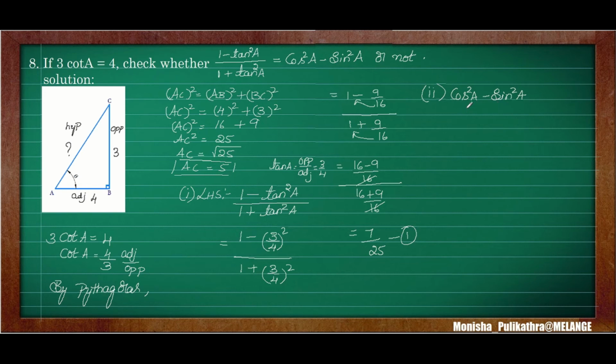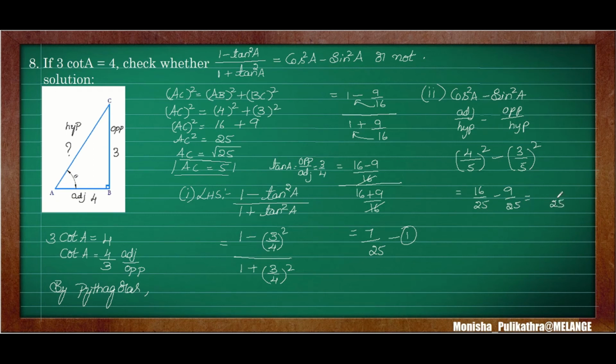Okay, so next cos square A. Cos A is adjacent by hypotenuse, and sin A is opposite by hypotenuse. So cos A is adjacent by hypotenuse, that is 4 by, hypotenuse side AC is 5. So 4 by 5 whole square, since cos square A is there, and opposite by hypotenuse is 3 by 5 whole square. Okay. So next 4 square by 5 square will be 16 by 25 minus here 9 by 25.